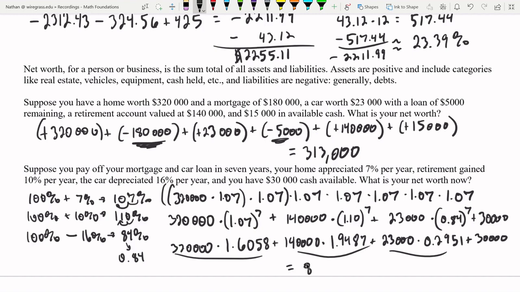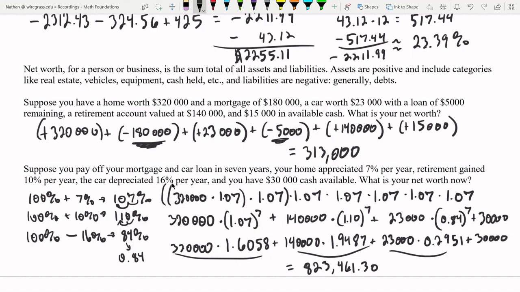And I am getting approximately 823. Well, this one's not approximate, but I did round these numbers here. So this is approximately what our net worth is after all this stuff. You can see that we went from 313 to 823. It's pretty much a $500,000 increase. And the main things we did in that time was pay off the debts and let the home and the retirement increase in value just like it does naturally. We didn't even do anything really for that money to change.